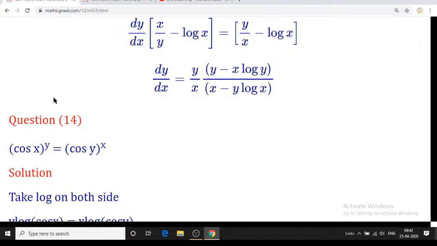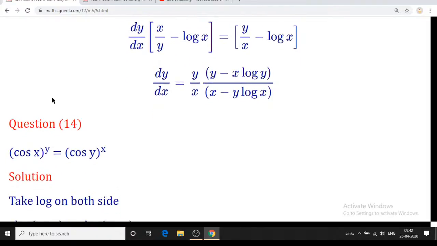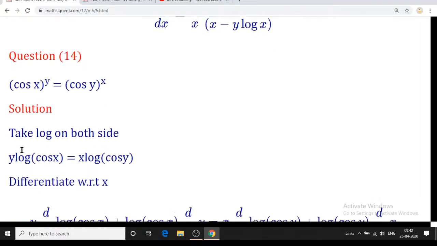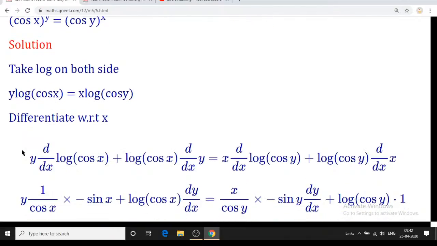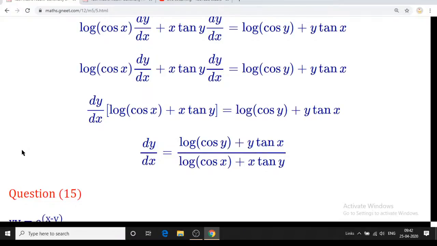It is easy, and the 14th sum is of the same type. Instead of x raised to y, they have given cos x raised to y. So here instead of x, they have taken another function. The method will be the same. So I think you can try. If you do not get the answer, we are ready to discuss it in the next lecture.